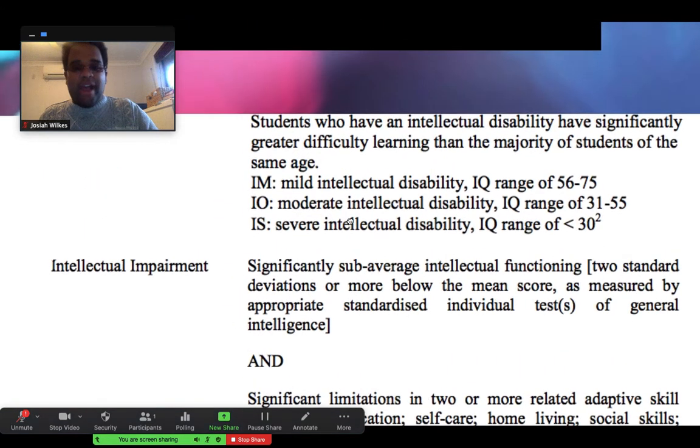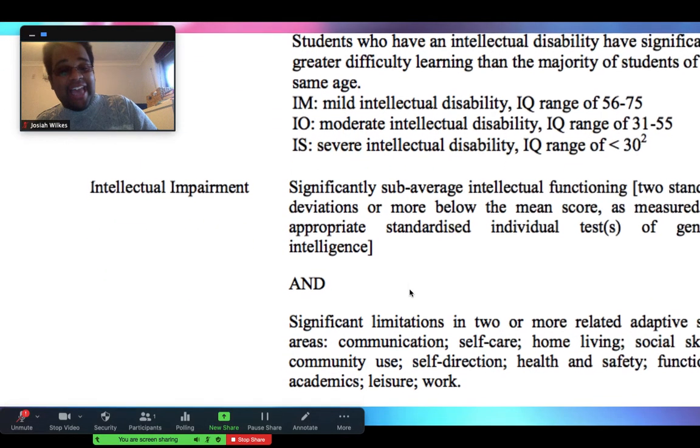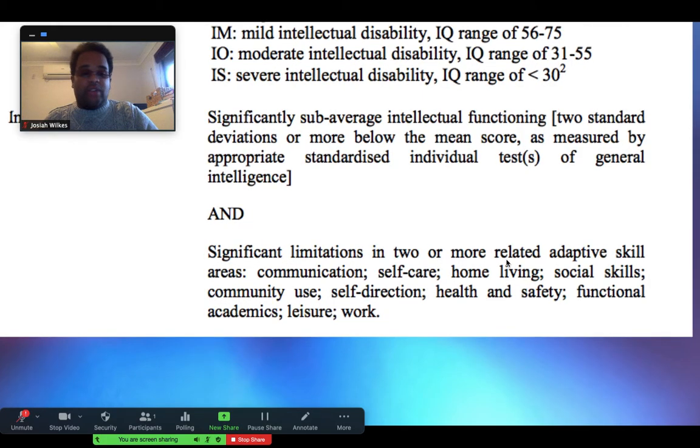So in New South Wales, it's very pathologised. It's a test, and that's it. Whereas in Queensland, it's very biopsychosocial. It's looking at the biological element through the test, but it's also looking at the psychological element, and at the social side of it. Do they have problems with social skills? Do they have problems with health and safety? Do they have problems with functional academics? If that is the case, that also is important for that diagnosis of intellectual disability.